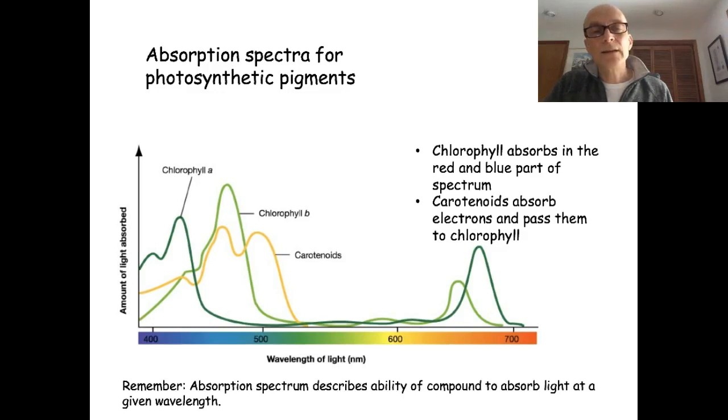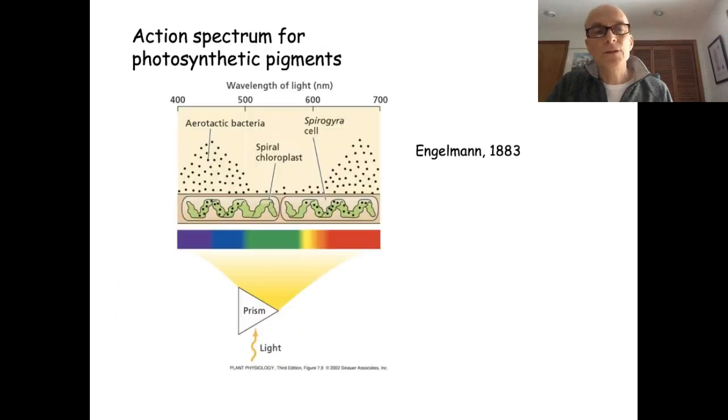last week we also talked about another type of spectrum. It wasn't the absorption spectrum, but the action spectrum. So an action spectrum tells you something about the action of certain wavelengths in a given system. And so there's a classic experiment that was done by Engelmann in 1883. What he did is he took a white light source and passed it through a prism. And the prism breaks it up into all the different wavelengths. So the purple, the blue, the green, the yellow, orange, and red.